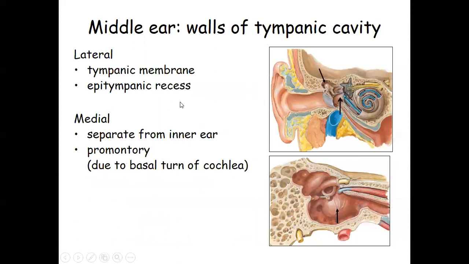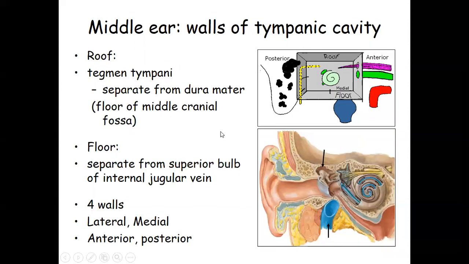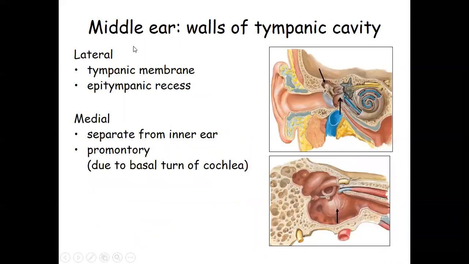I hope you can imagine the orientation of this picture. And then on the lateral wall, this is the lateral wall. On the lateral wall, we have the tympanic membrane. And above here, we have the epitympanic recess. And then this is the view of the medial wall. The medial wall is separate from the inner ear. And then we have the promontory, due to the basal turn of the cochlea. Promontory.